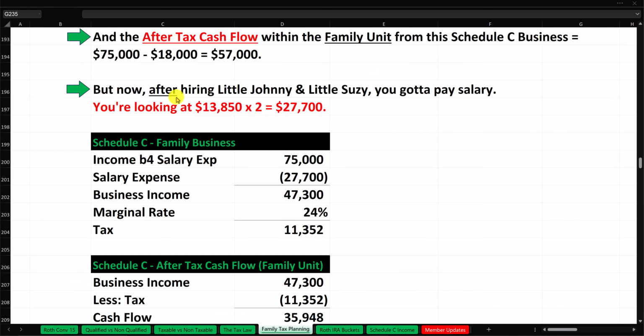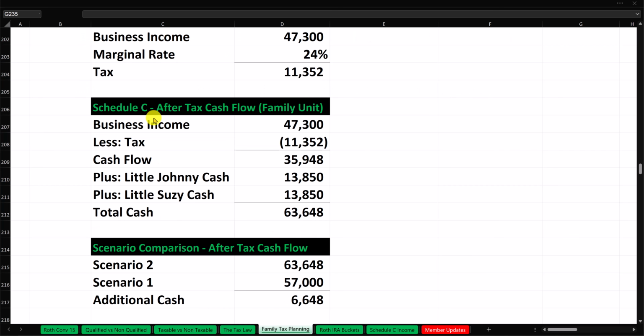But now, after hiring little Johnny and little Susie, you have to pay salary, and you're looking at $13,850 times 2, which is $27,700. So we're going to redo our Schedule C family business calculation. Here's the income before the salary expense, which is the same as before at $75,000. Here's the new salary expense of $27,700. That results in revised business income of $47,300, multiplied by your marginal rate of 24%, which results in $11,352 of tax.